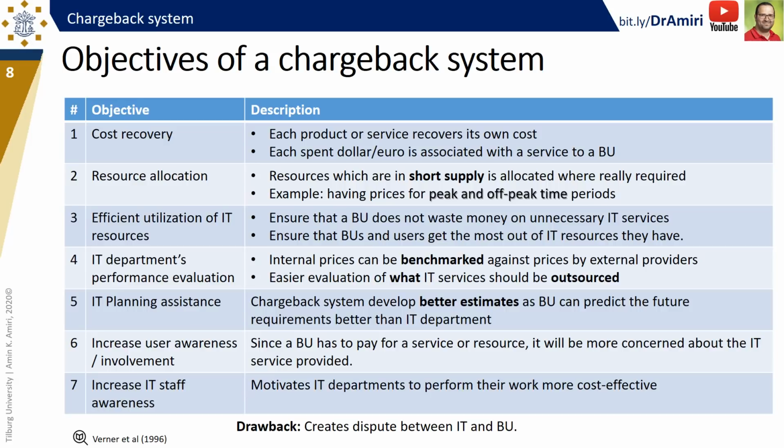The second objective is resource allocation. The CIO can make sure that resources that are in short supply are allocated where they are really required. For example, during the peak and off-peak time periods, usually IT resources are more in demand. Therefore, the CIO can charge the different business units higher prices to make sure that IT resources are used in the appropriate place.